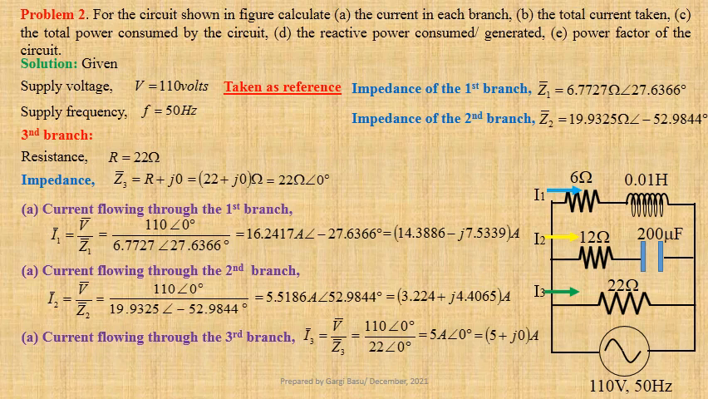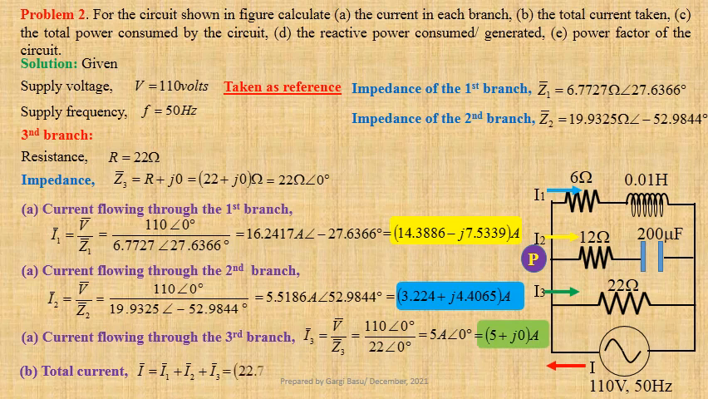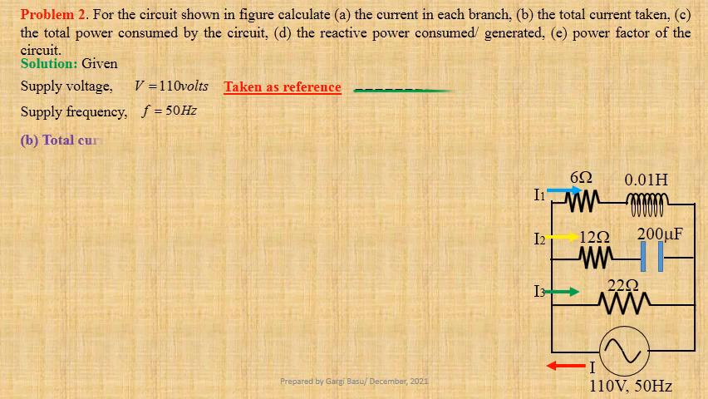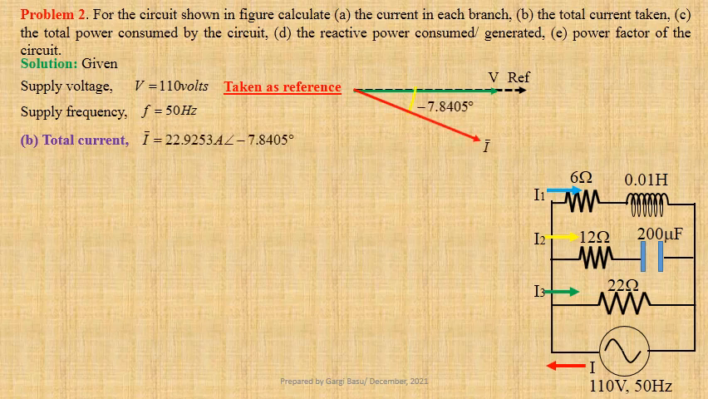Applying Kirchhoff's current law at node P, we get total current taken from the supply I equals I1 plus I2 plus I3. Using values we get 22.711 minus j3.1274 ampere. This may be written in polar form as 22.9253 ampere at an angle minus 7.8405 degree. We have computed total current taken from the supply I equals 22.9253 ampere at an angle minus 7.8405 degree.